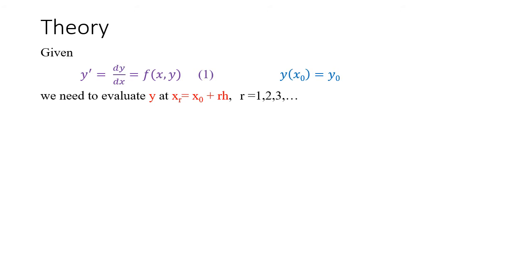Okay, let's define the problem. You are given y dash, that is dy by dx, as f of x y, and the value of the function at x equal to x0 is given as y0. We have to find the value of the function at some other point, say xr, which is equal to x0 plus rh. That means we wish to find the value of the function rh away from x0.